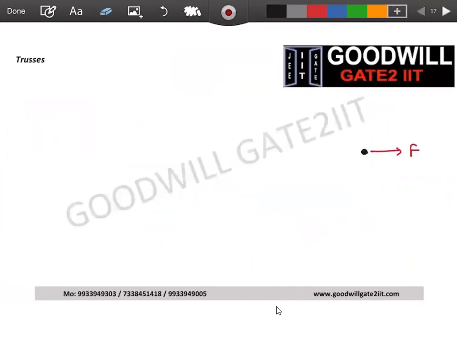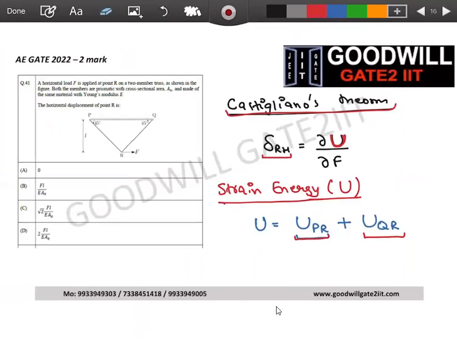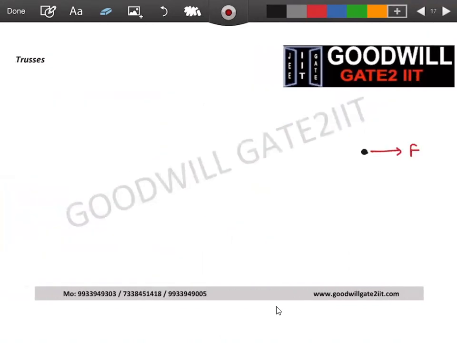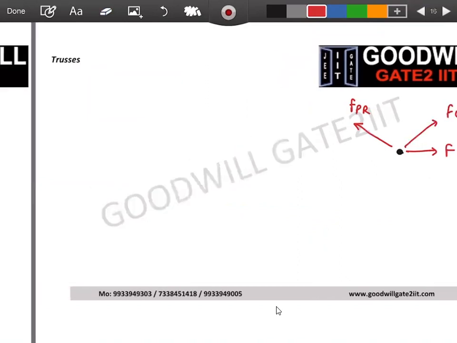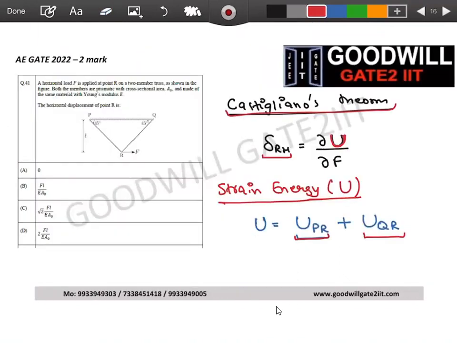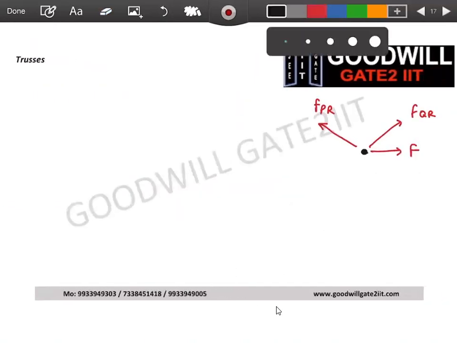All right. So there is one force F acting here. One doubt came that why we are not considering strain energy of PQ, because PQ is not a truss member, right? Then there is a force PR. And then there is a force QR. And you know the angles. This is at an angle of 45, right? So if this angle is 45, this horizontal one is also 45. So I'll simply mark the angles. This angle is 45. This angle is 45.